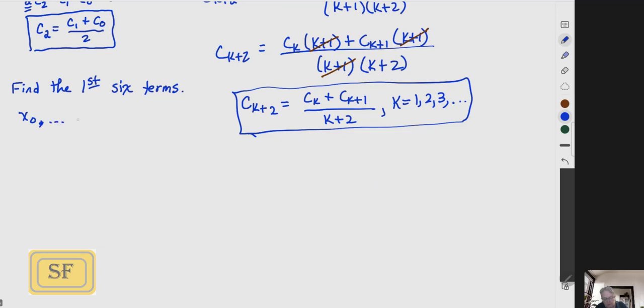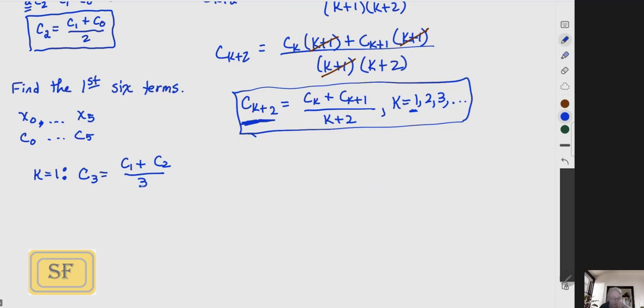x to the 0 to x to the 5th. So coefficients would be C sub 0 to C sub 5. Our terms are C0 x to the 0 plus C1 x plus C2 x squared plus C3 x to the 3rd, and so forth. This recurrence relation is defined starting when k equals 1. So I'm going to start with k equals 1 and substitute in here. I get C sub 3 is equal to (C sub 1 plus C sub 2) over 3.